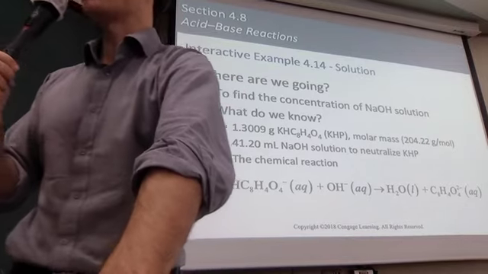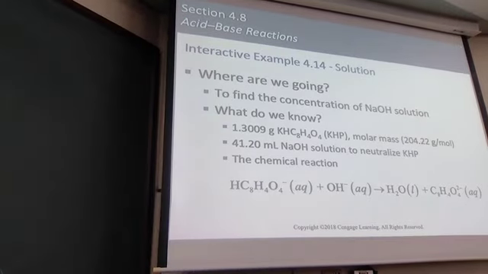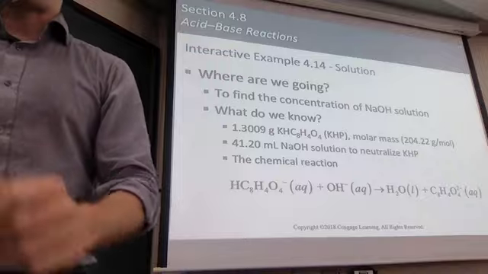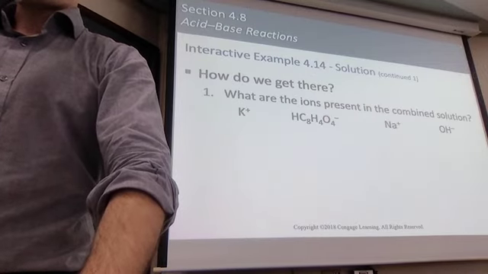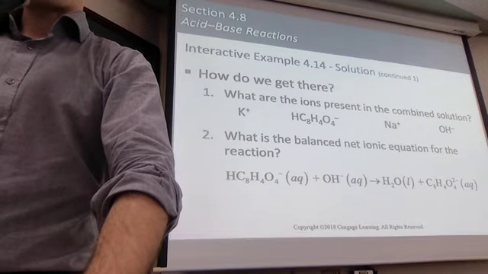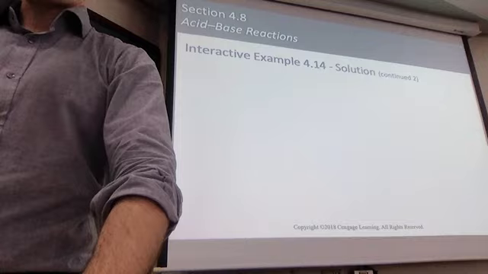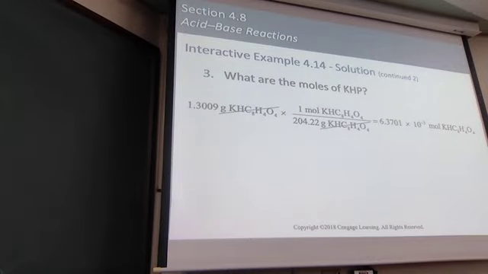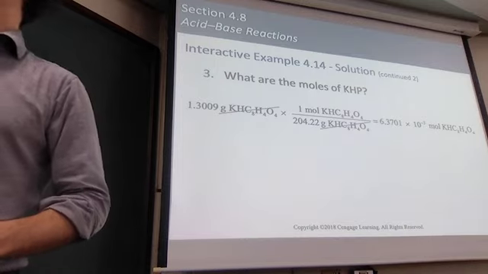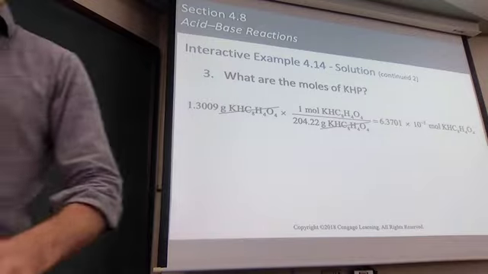Well, we write down the equation first. We have the KHP reacting with hydroxide. KHP donates the proton to hydroxide to form water. It's a complete reaction, a strong base and a strong acid. Then we write the net balanced equation here, and we calculate the moles of KHP. We know the mass that we weighed, and we know the molar mass. So we have 6.37 millimoles of KHP.